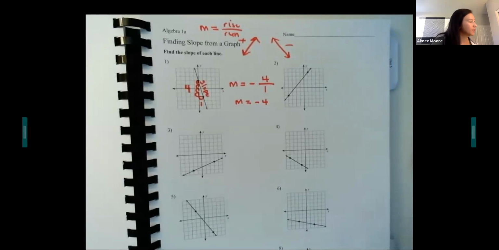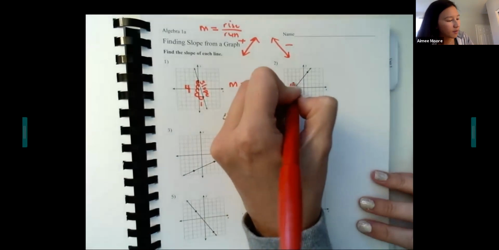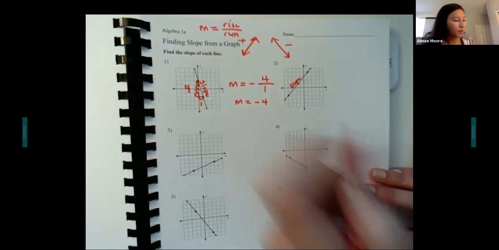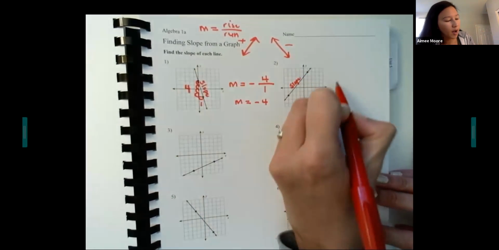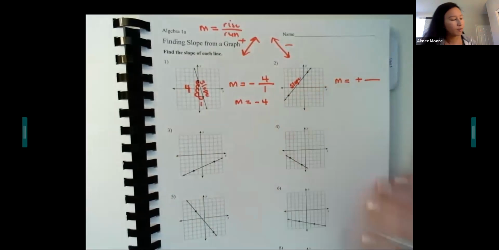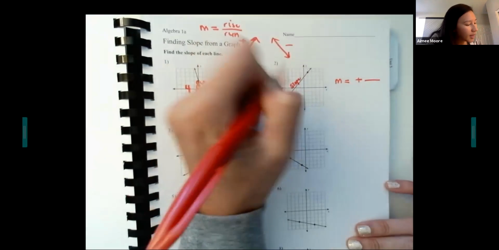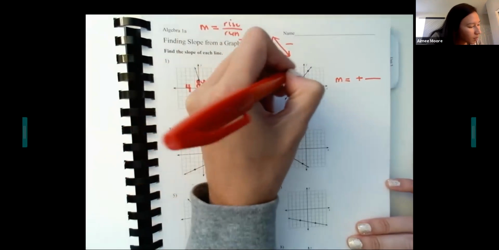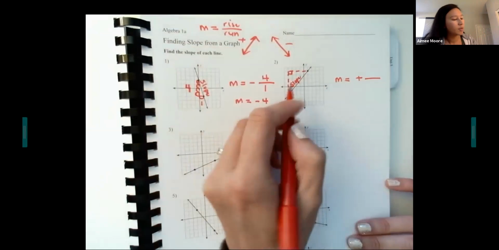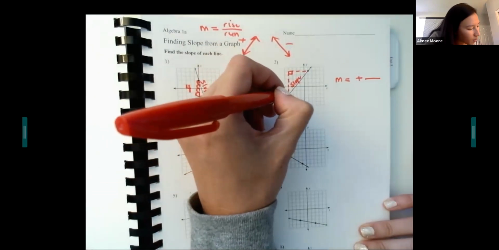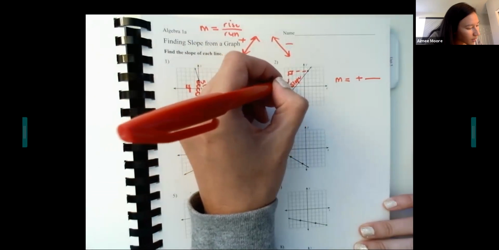So let's do number 2. Again, we want to write slope on our line. Is it a positive or a negative slope? Well, it's going up. That is our positive slope. Step 2, we pick 2 points and draw our slope triangle. They gave us 2 points, so we just form our right triangle between those 2 points. Then we count the boxes to determine the rise and the run. So we go up 1, 2, 3, 4.